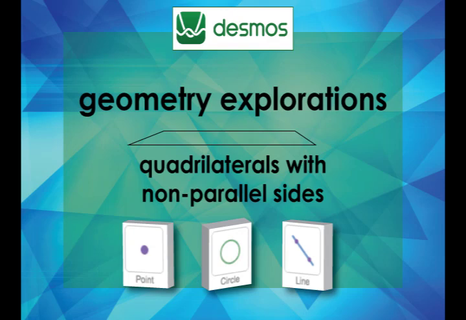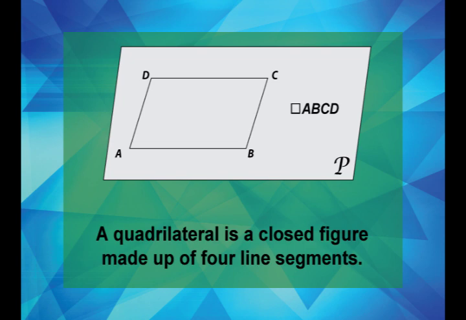In this tutorial, we define and explore the properties of quadrilaterals with non-parallel sides using the Desmos geometry tools. A quadrilateral is a closed figure made up of four line segments. This is quadrilateral ABCD. The types of quadrilaterals that we'll be looking at won't have any pair of opposite sides parallel.